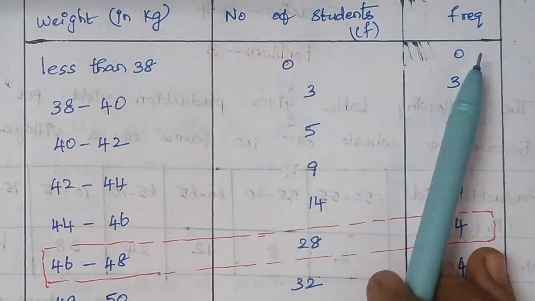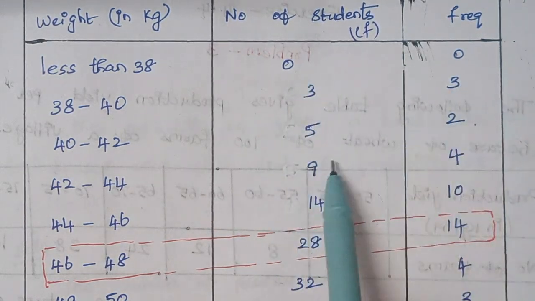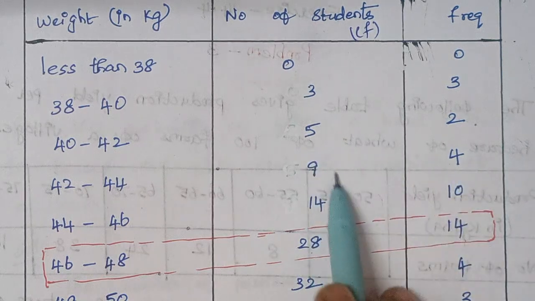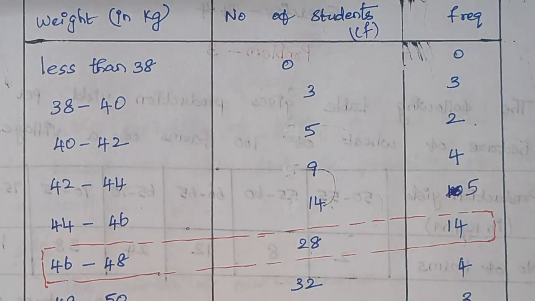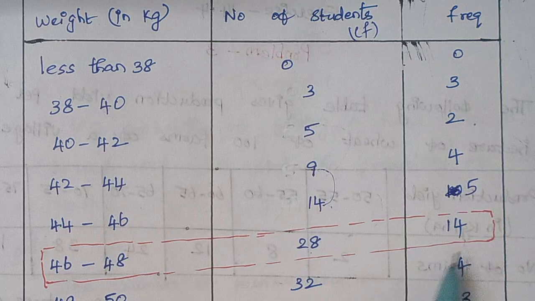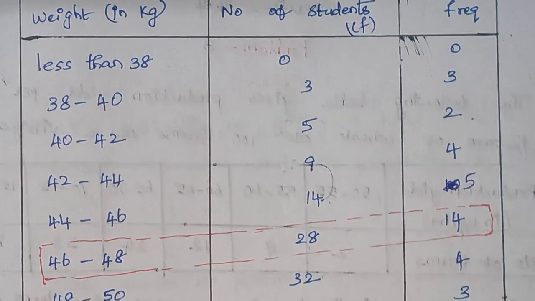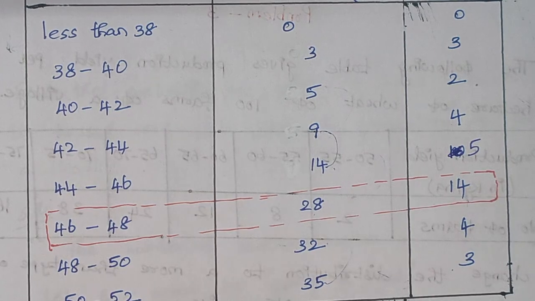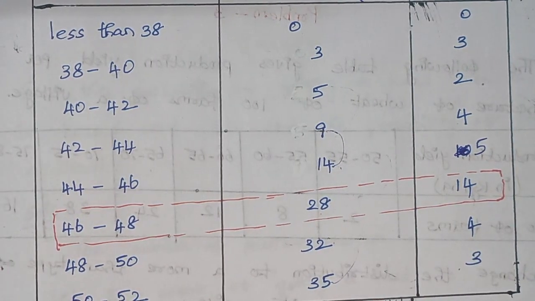The first data we write as such, and 3 minus 0 is 3, 5 minus 3 is 2, 9 minus 5 is 4, 14 minus 9 gives you 5, 28 minus 14 is 14, 32 minus 28 is 4, and 35 minus 32 gives you 3. Right. So after framing the table, we are going to calculate the values as per the formula.